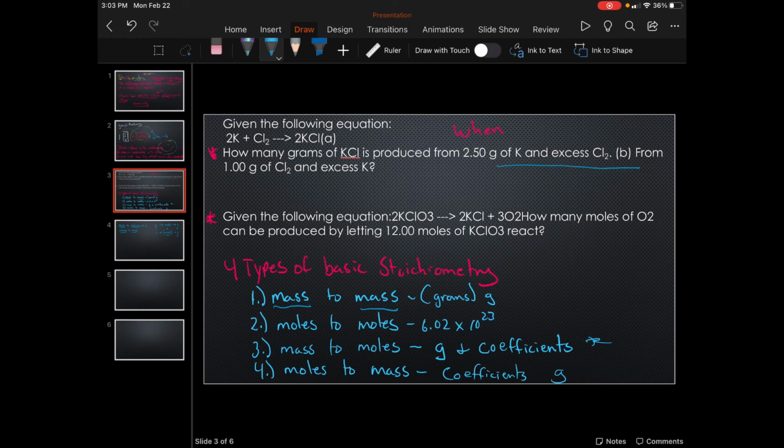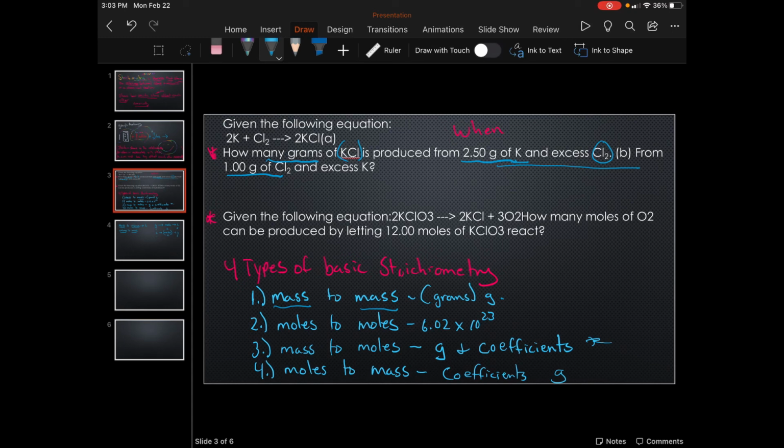And if you didn't look at it, basically, mass to mass would be up here. How many grams of KCl, which is potassium chloride, is produced from K and Cl. So you're taking these two and you're asking, how much can I get of potassium chloride if I have this amount of potassium and this amount of chlorine? So you're asking, how do those specific atoms or molecules affect KCl?